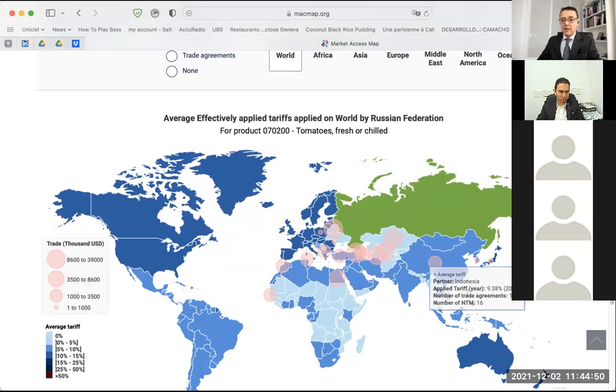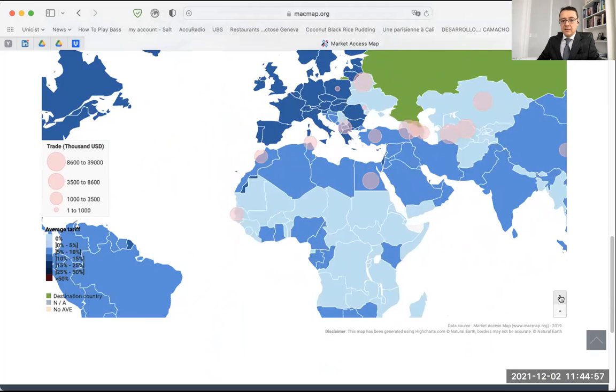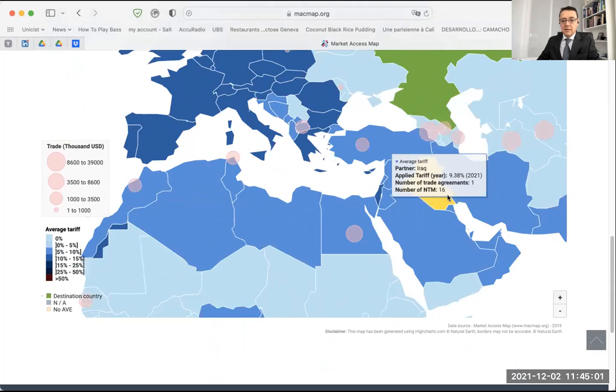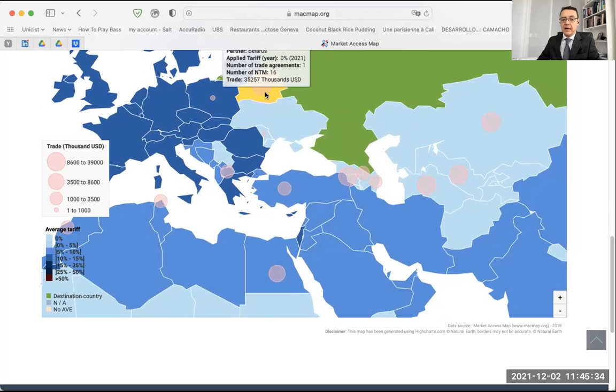As we can see, there is very limited surprise in that Azerbaijan is one of the big boys. We have 0% applied, 2 trade agreements in place, and we have $200 million worth of exports of fresh or chilled tomatoes to Russia. But Belarus, they also have a 0% tariff, and they have much lower exports.